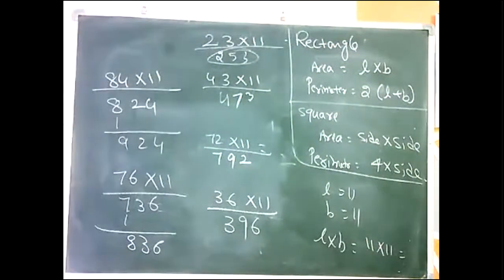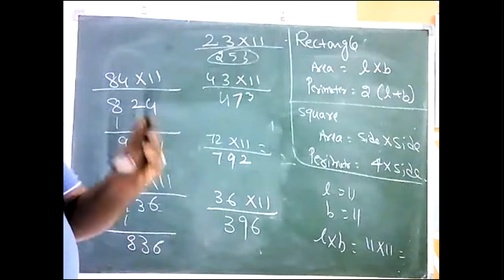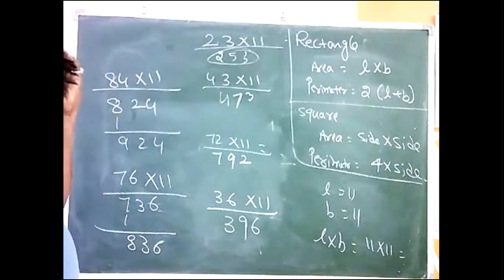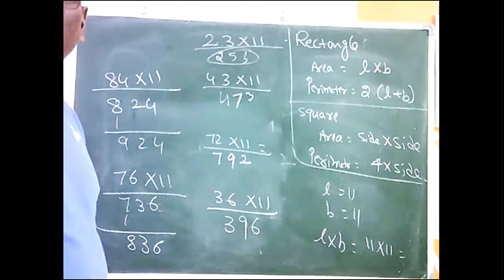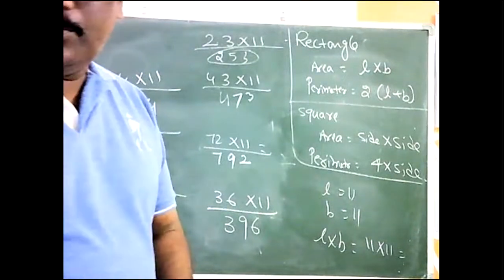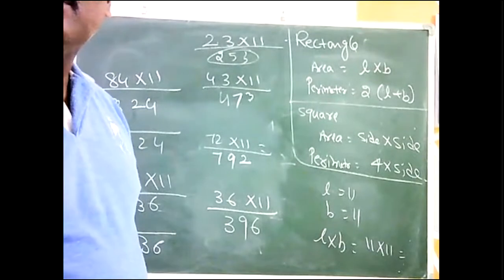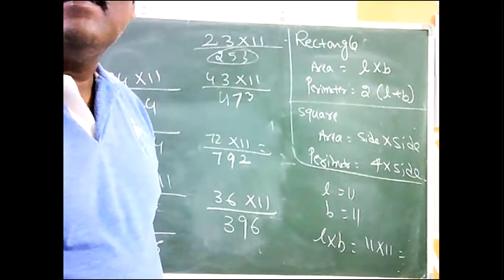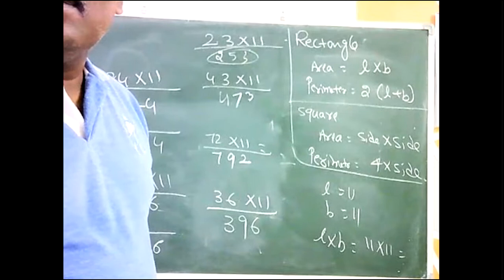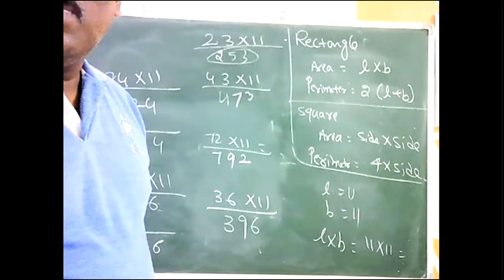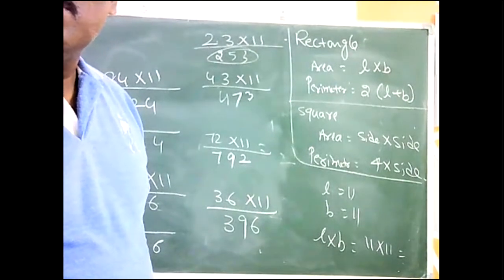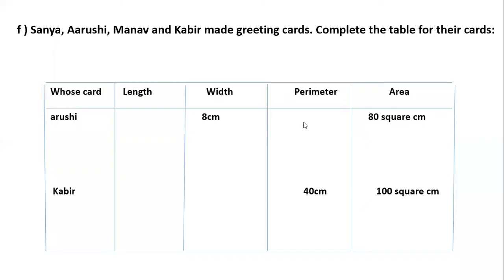Sir, can you share the screen? This screen you want me to share? Sir, the card one. Whose card? Sir, whose card's length, width, perimeter, area? Yeah. Yes, sir.